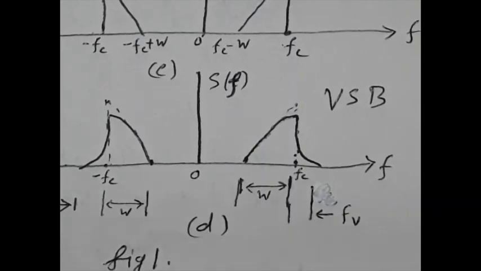So we are at the end of, we have finished all the different types of amplitude modulation scheme. And we have also tried to understand the relative merits and demerits of the different schemes.